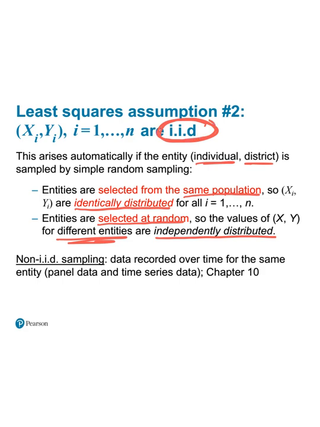Non-IID sampling is any time, for example, data is recorded over time with the same exact person. When I look at your height or your weight over time, during the pandemic, before the pandemic, and after the pandemic, technically these observations are not independently distributed, because your weight right now is very much tied to your weight tomorrow and your weight 10 days ago. So with this type of panel data or time series data, looking at the same individuals or countries over time, we're going to slightly modify our model, and we'll see that in chapter 10 and beyond.